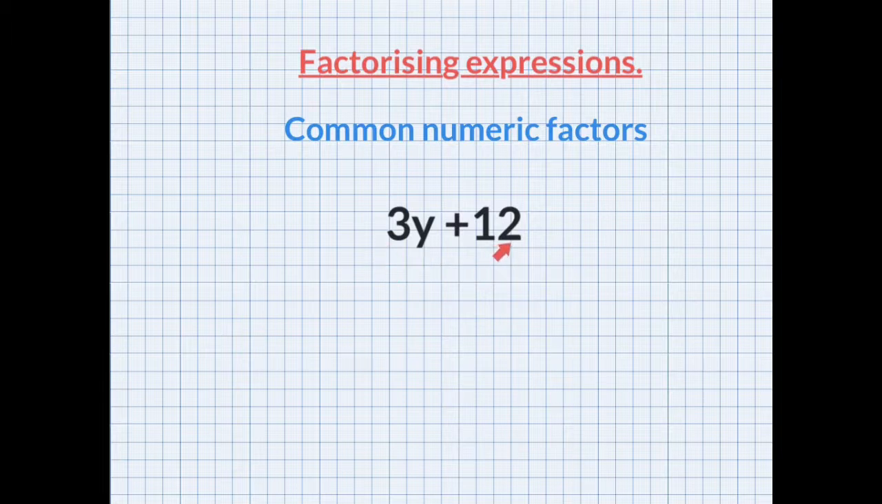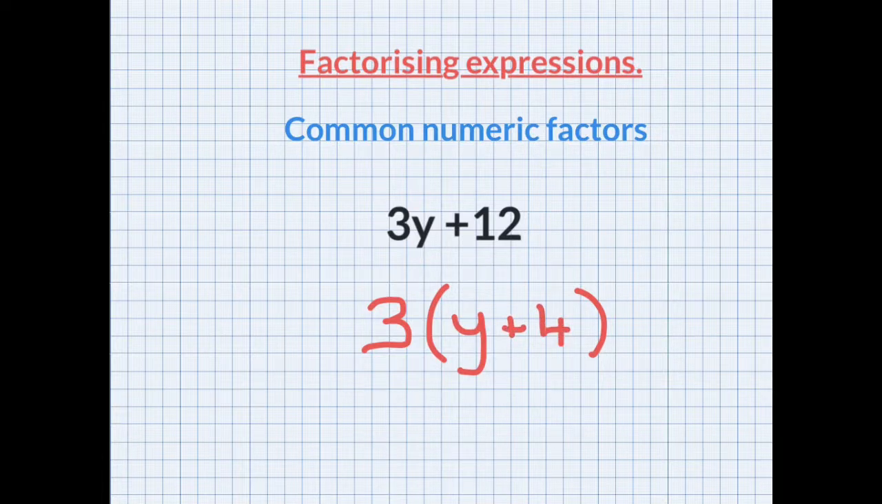3 and 12 are both in the 3 times table, and that's the highest times table they're in. So what we do there, we write that number down, and once we've got that, we can put our brackets in. Okay, now I'm going to ask myself the question, right, 3 times what gives me 3y? 3 times y is the answer to that. It is 1y there, but we tend not to write the 1 there. And then I ask myself, 3 times what gives me positive 12? Okay, and the answer is positive 4.